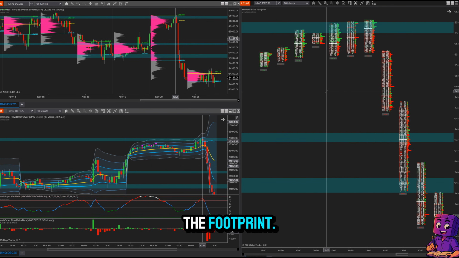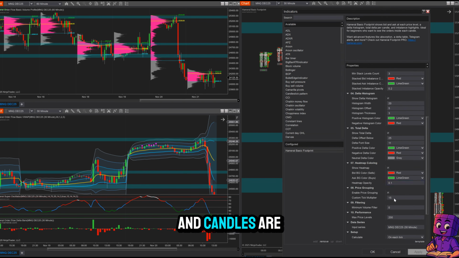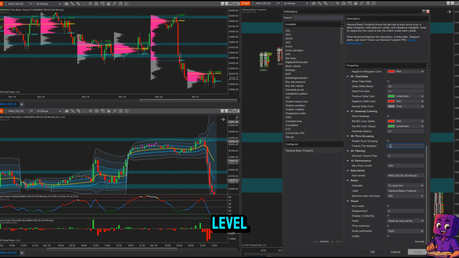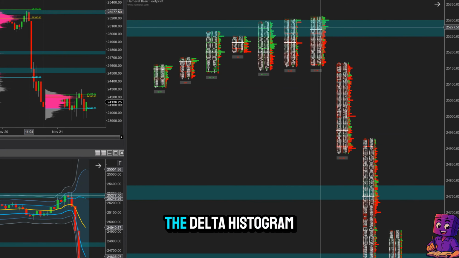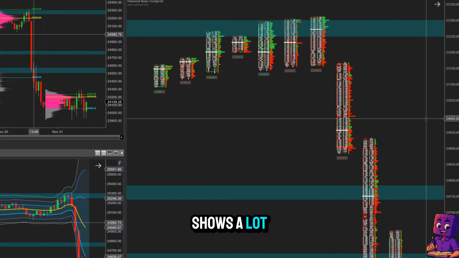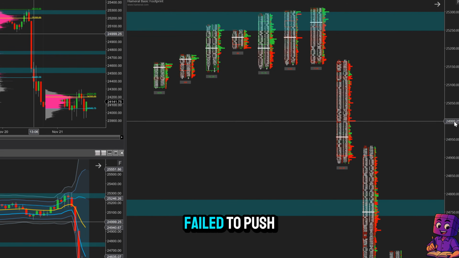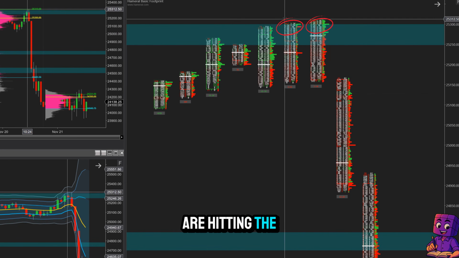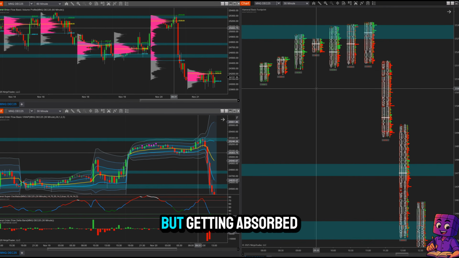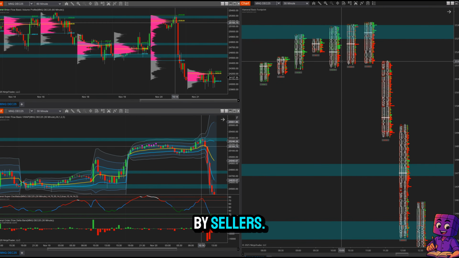Now let's check the footprint. Because this is a 30-minute footprint, and candles are too large to see every price level, we group the orders into 15-tick rows for better visibility. At the top of the candle, the delta histogram shows a lot of aggressive buy orders that fail to push price higher. This means buyers are hitting the market, but getting absorbed by sellers.